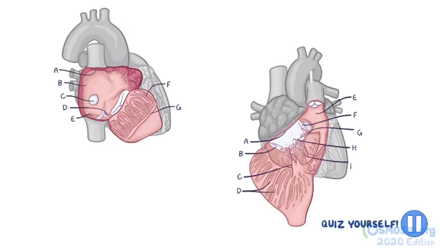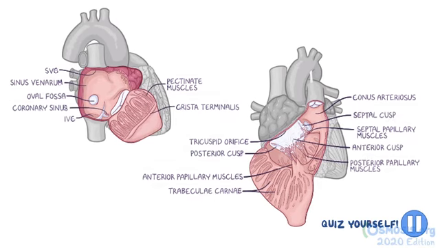Okay, now let's pause for a heartbeat and see if you can identify the structures that make up the right atrium and ventricle. Okay, if you didn't get them all right, no worries. We can go left now, starting with the left atrium.